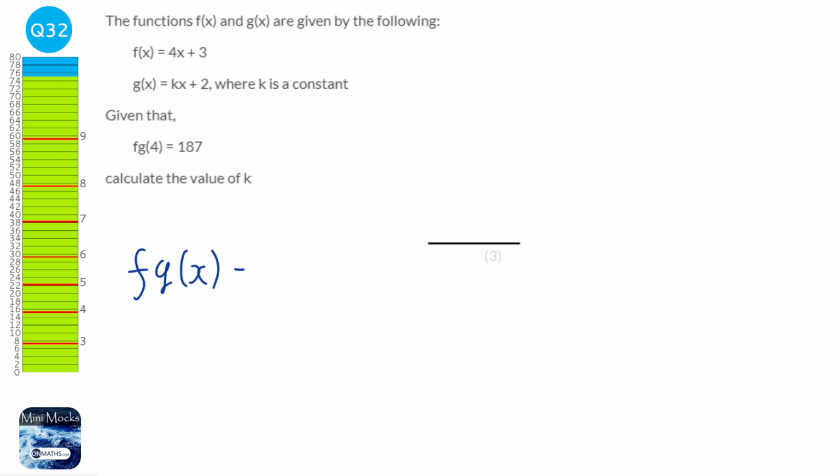And to do that, what we're going to do is just feed in the value of g of x, the function kx plus 2. We're going to feed that in as the value of x in the f of x function. So instead of 4x, it'll be 4 lots of kx plus 2, and then plus 3.